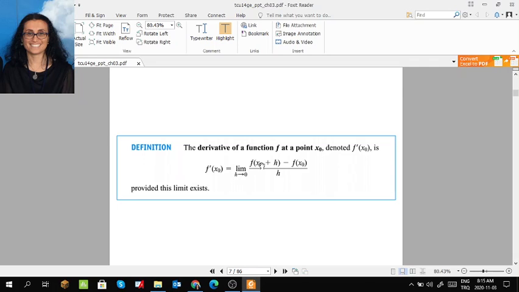The name is the derivative of a function f at the point x0, and the notation is f prime of x0. f prime of x0 is equal to the limit as h goes to 0 of f of x0 plus h minus f of x0, over h. Of course, as long as this limit exists, then the derivative of a function at a point x0 is going to exist.